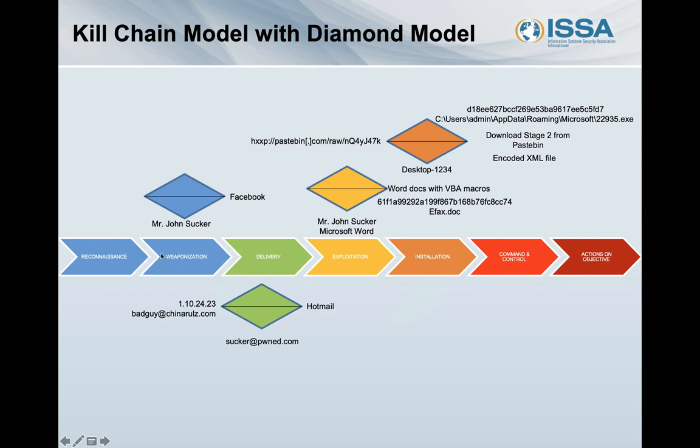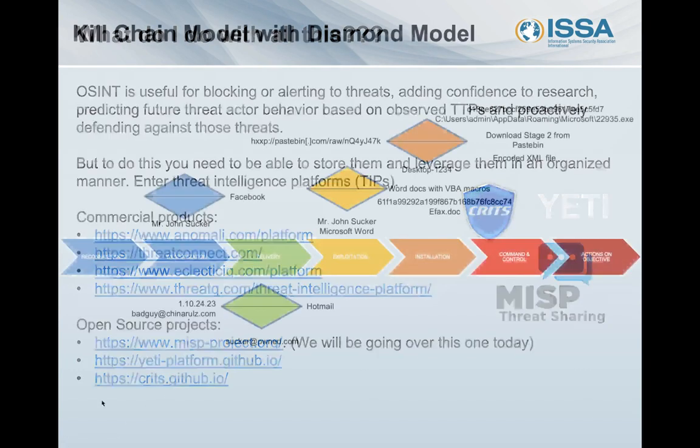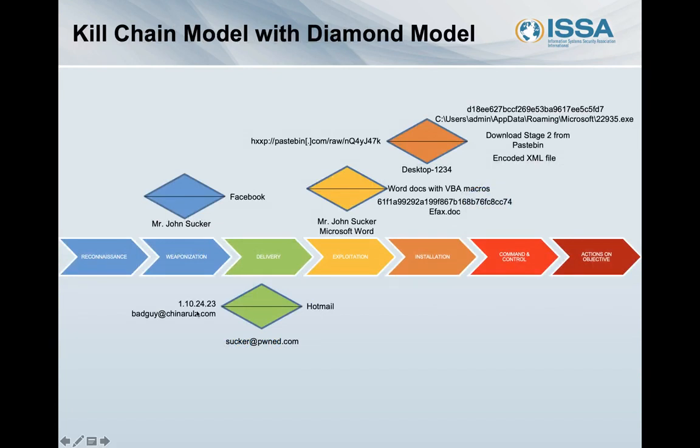So we're going to say that the incident's over. We have all the information. Now we're writing our report, doing our findings. We found out that Mr. John Sucker got a phishing email at his email address, sucker@pawn.com, from badguy@chinarules.com, from this server at Hotmail. So you see how I put the infrastructure over here.